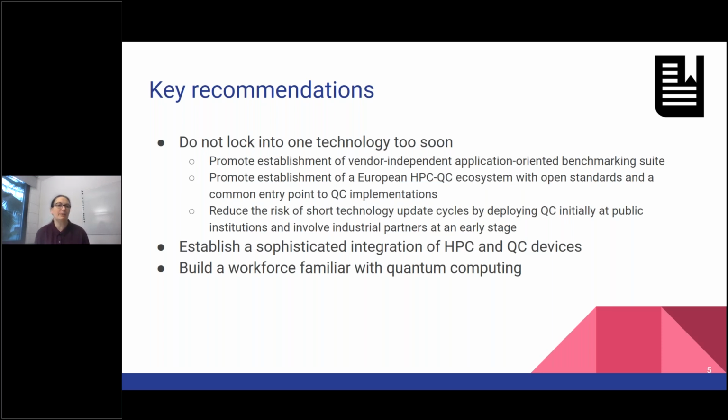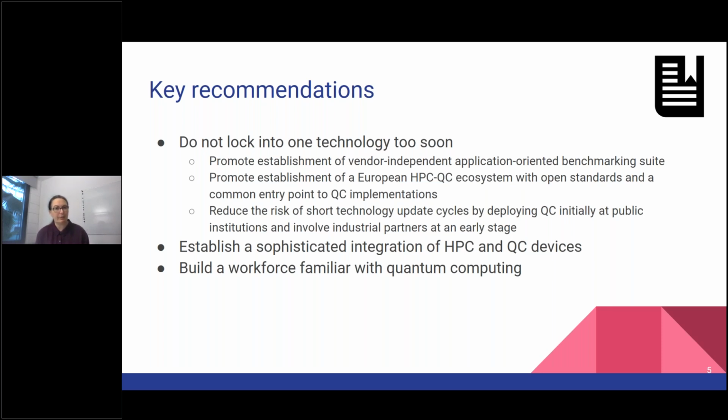Then, because this is a fast-moving field, we are seeing these short technological cycles. So the point would possibly be that one has to be careful about where to deploy the first quantum computers in Europe initially. And it might be a good idea to do this at public institutions because of the update cycles. But if you do that, then you have to involve the industrial partners at an early stage to keep them in the loop.